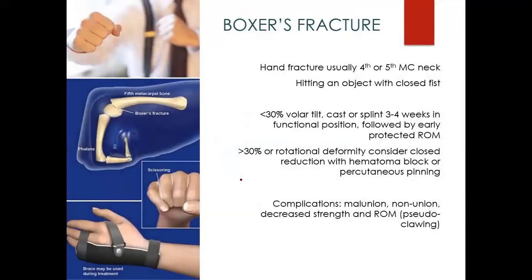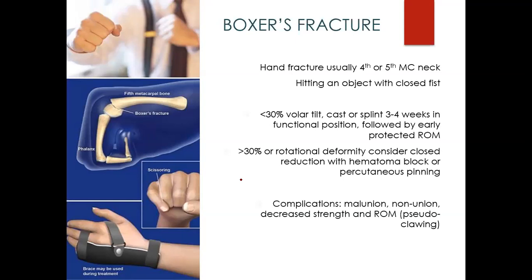Common fractures and dislocations. So a boxer's fracture. A boxer's fracture is always that punch the wall or whatever, or someone, and you get a fracture of the fourth or fifth. So we've got the fifth, the fourth, right? MCP, metacarpal head, okay? So if you've got the fifth metacarpal neck or head fracture from hitting something with a closed fist and not having very good form, there's going to be this tilt.